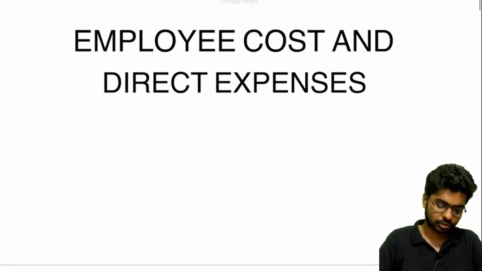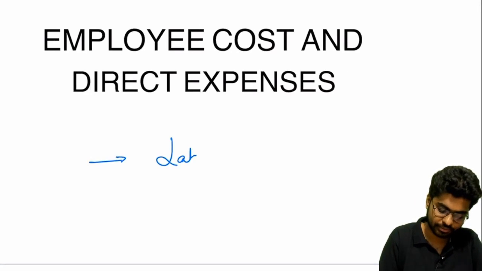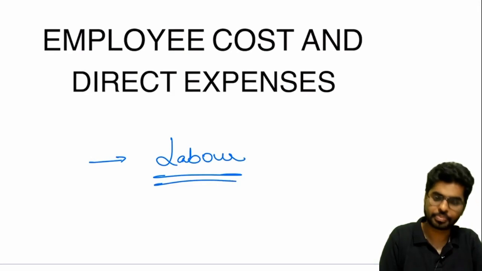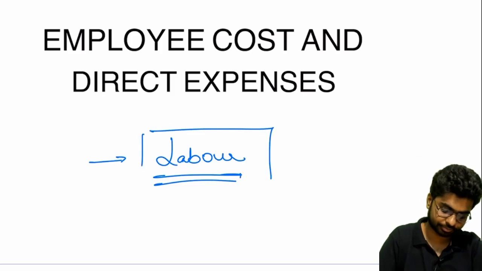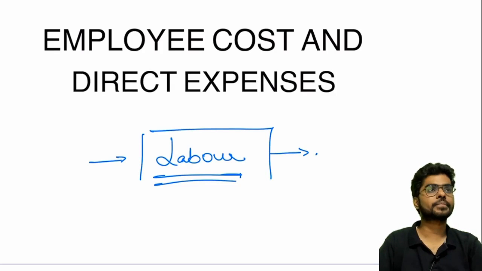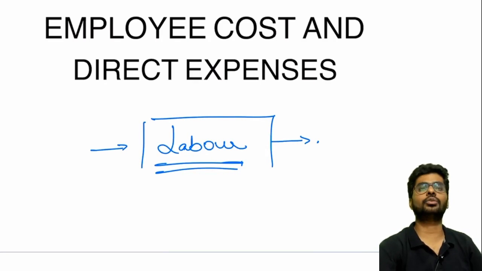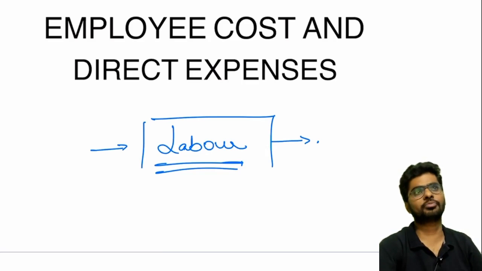So now what do we mean by employee cost? I told you employee cost is a cost which has to do with anything I am paying towards my labor. Any expenses I am paying towards my labor become my employee cost. Clear? So any cost that I incur towards my employees is going to be part of my labor.